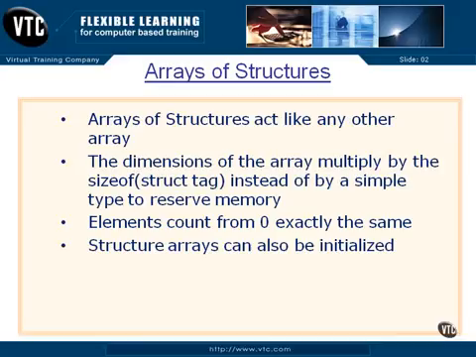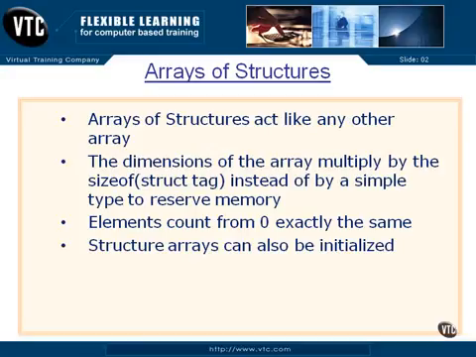The dimensions of the array, though, multiply by the sizeof. And the sizeof is a compile time operator that says how large something is, and it can be used to then calculate how much memory is necessary. So there you see sizeof struct tag, and the tag, of course, is the name of the structure, the tag that you gave it when you developed the structure. That's so you can find out how large the structure is if you need to. But that's what the compiler is going to use to multiply by the number of elements in the array that are necessary to fulfill what you've asked it to do.